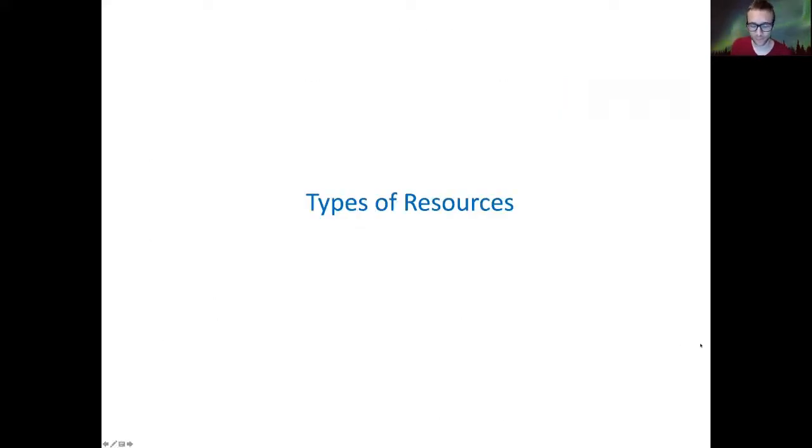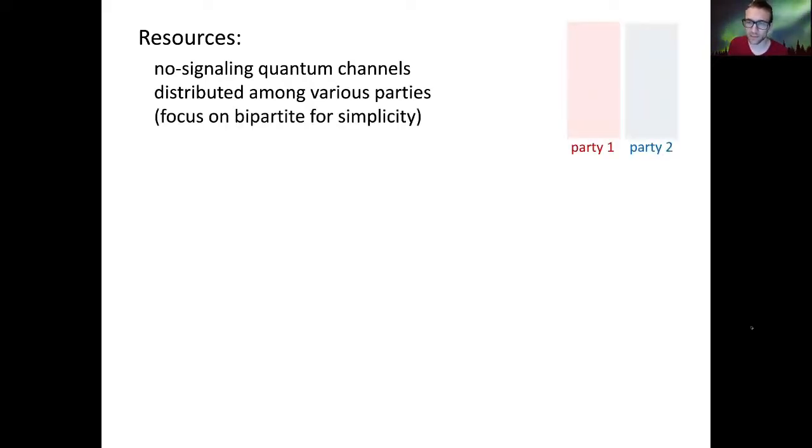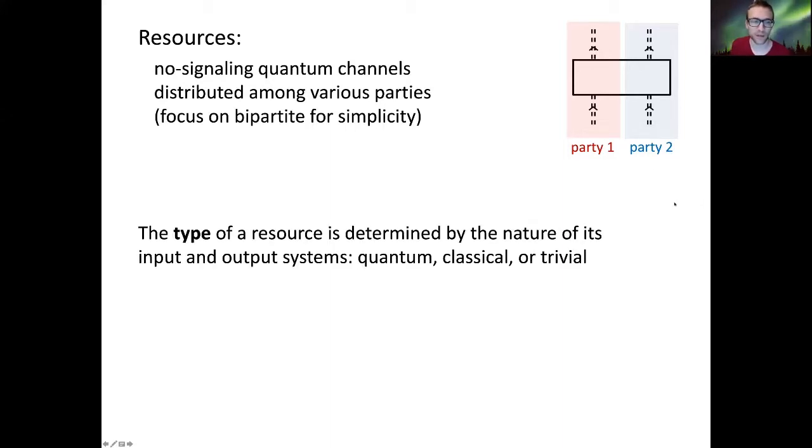Okay, so what are the types of resources that we consider? Well, a resource in this talk is going to be a no-signaling quantum channel distributed among various parties. So let's focus on the bipartite case for simplicity, although everything generalizes easily. So here's the two parties, and here's what a resource looks like. Each party has some inputs and some outputs. And the type of a resource is determined by the nature of its input and output systems, namely whether they're quantum systems, classical systems, or trivial systems.